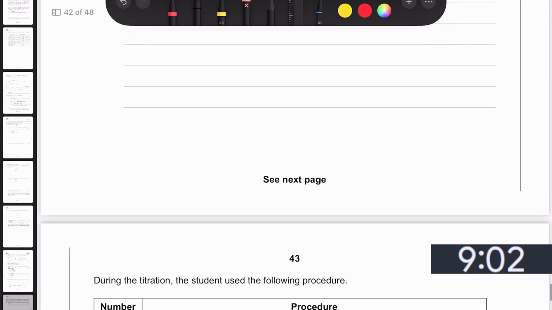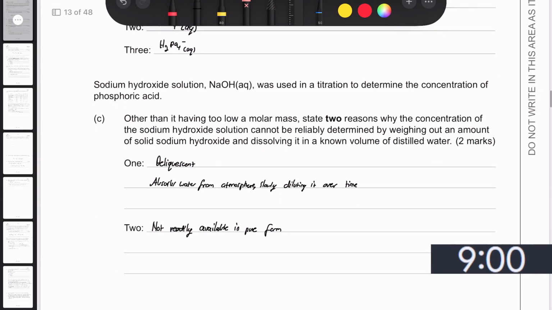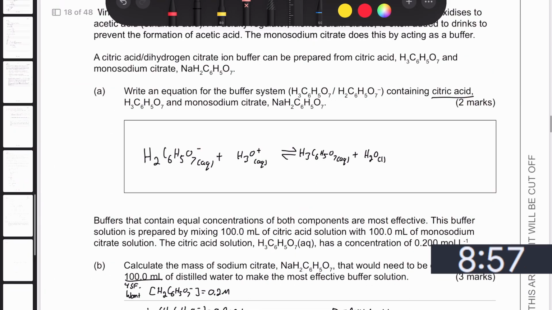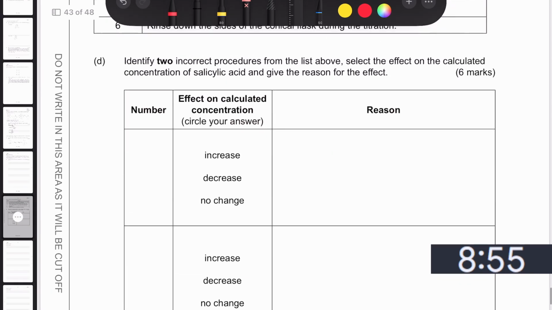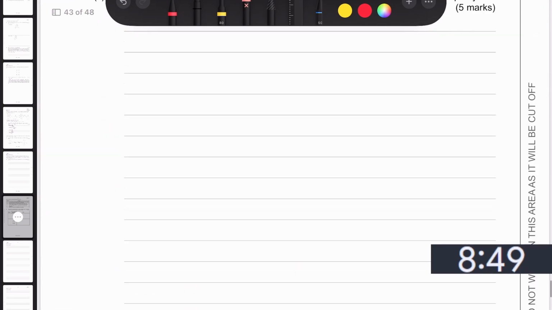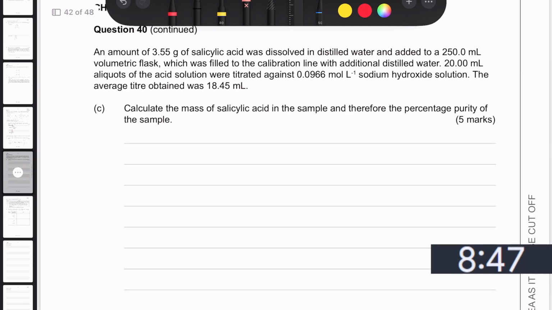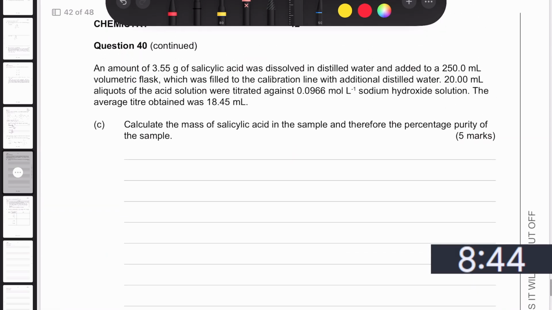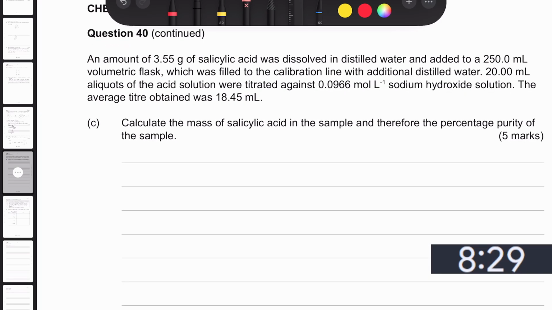Oh, I just skipped up a few pages. I'm just looking. Okay. An amount 3.55 g of salicylic acid was dissolved in distilled water and added to a 250 ml volumetric flask, which was filled to the calibration line. 20 ml aliquots of the acid solution were titrated against 0.966 mol/L NaOH. The average titre was given. Calculate the mass, and therefore the percentage purity of the sample.